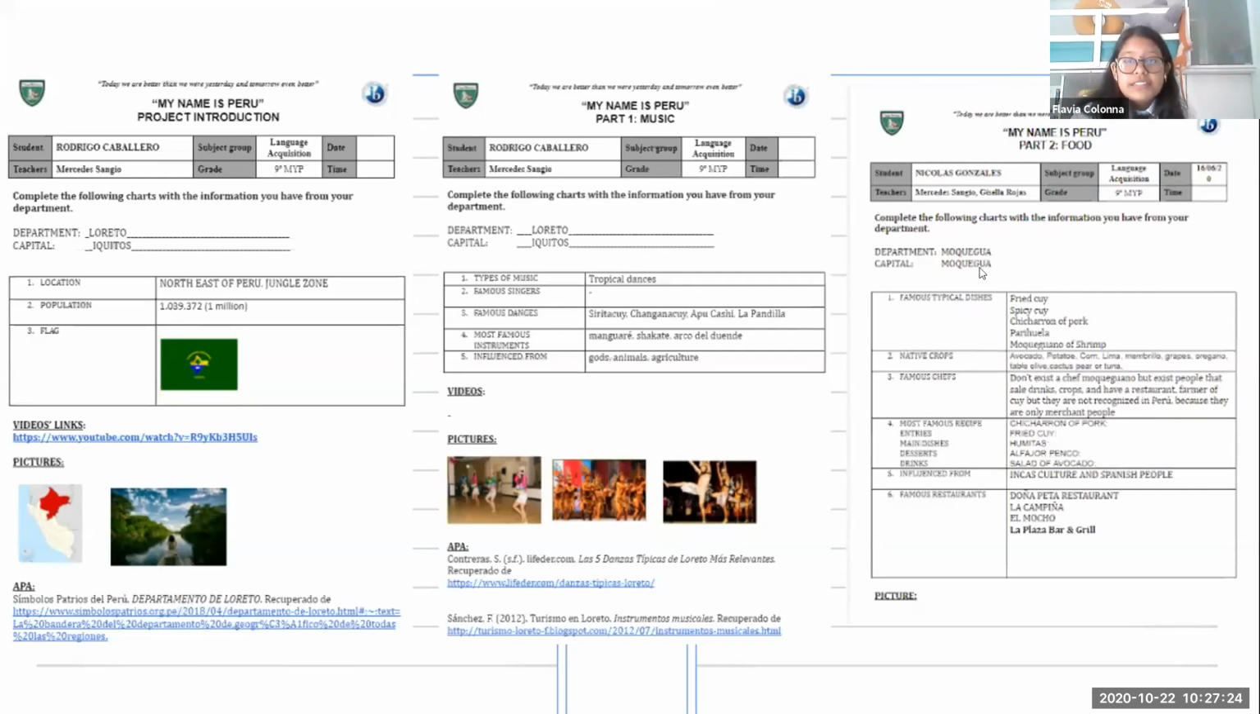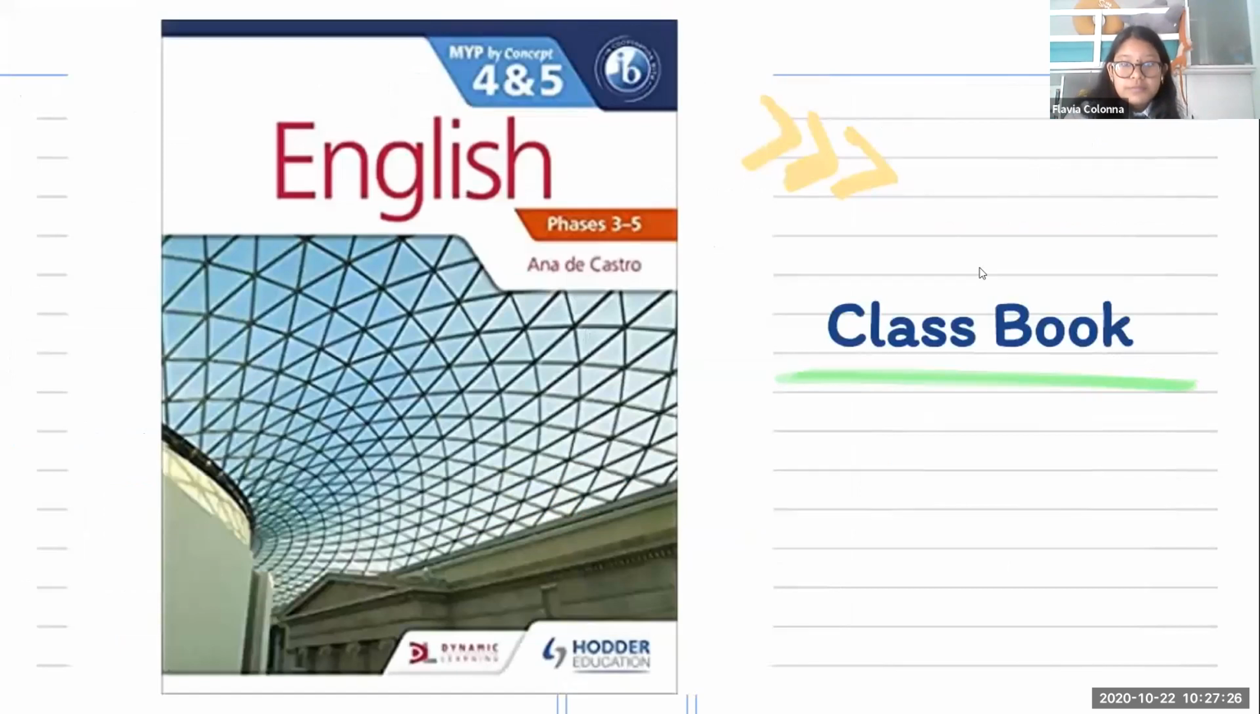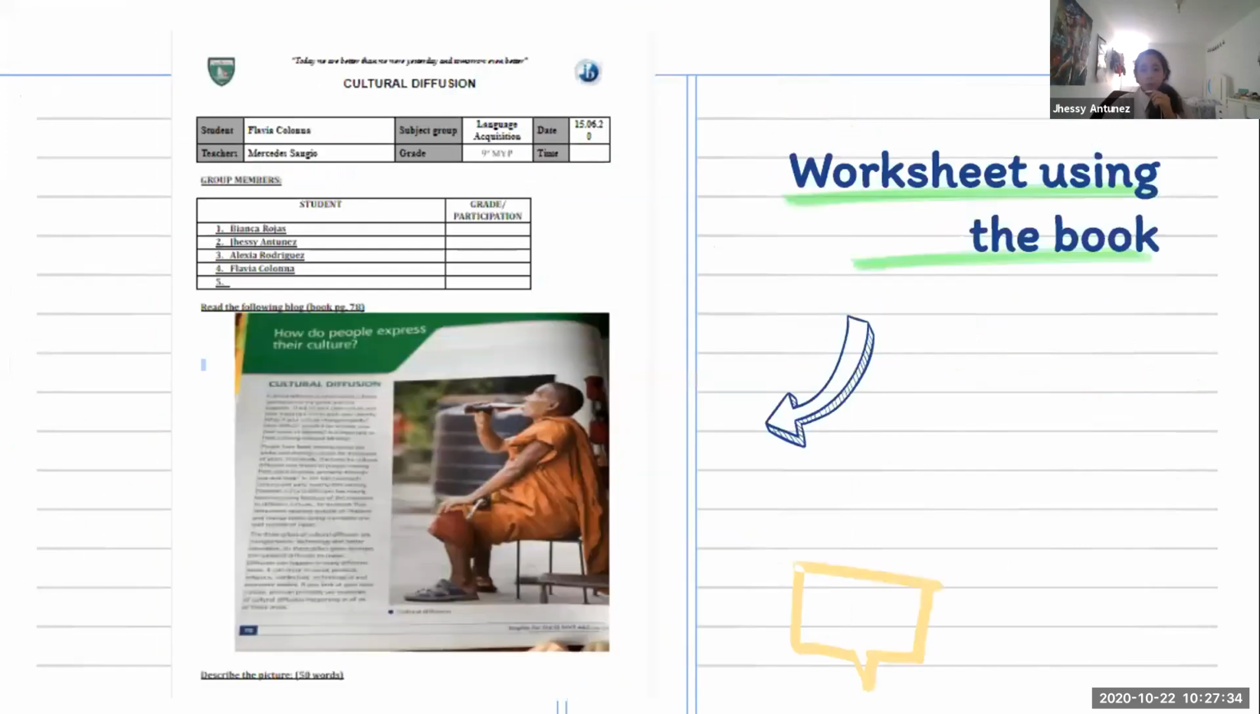Now Yes is going to explain how we use the class book. Well, on the other hand, we use our English class book that helps us to complete another worksheet too. By reading an article in our MYP English book, we learn about cultural diffusion in order to answer some questions and make a word cloud related to a topic.